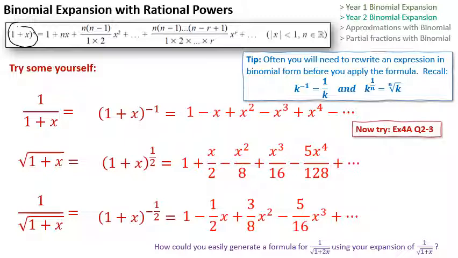Now you can have a go at a couple of questions from the book. Exercise 4a, questions 2 and 3 will be good ones to start with. Once you've done those two, you can have a go at questions 4, 6 and 7. You can skip the other ones for now. We're going to work on approximations using binomial next time.